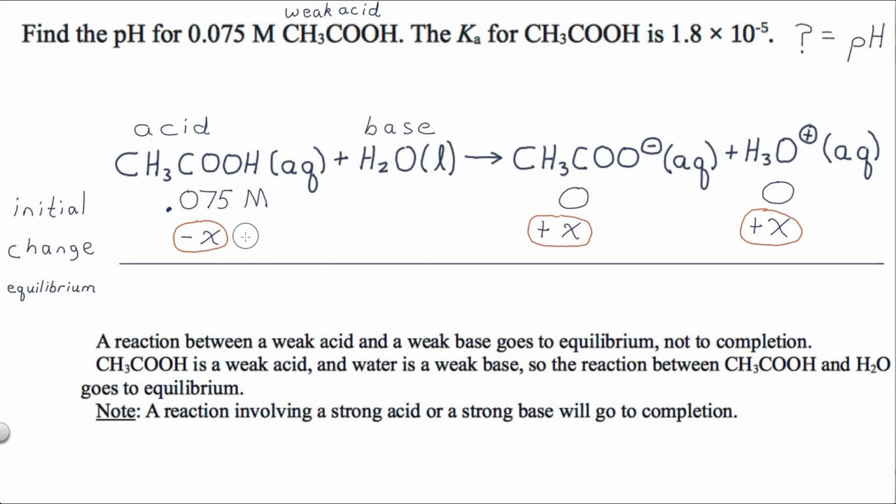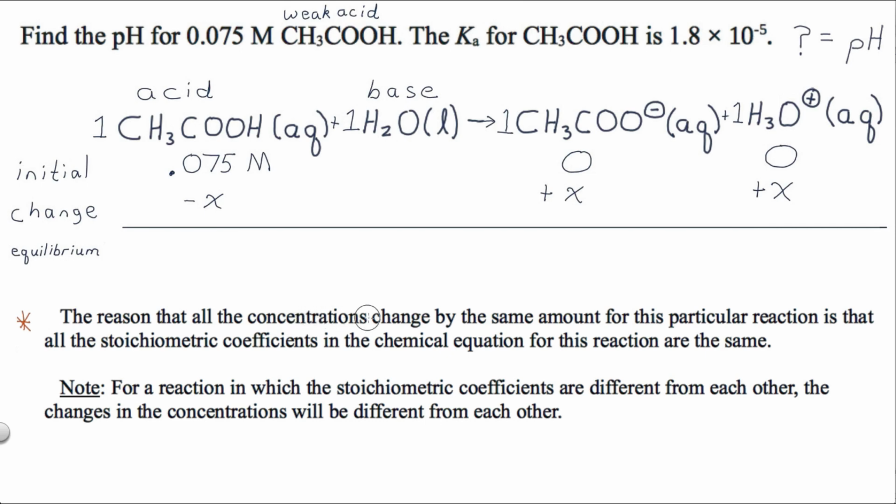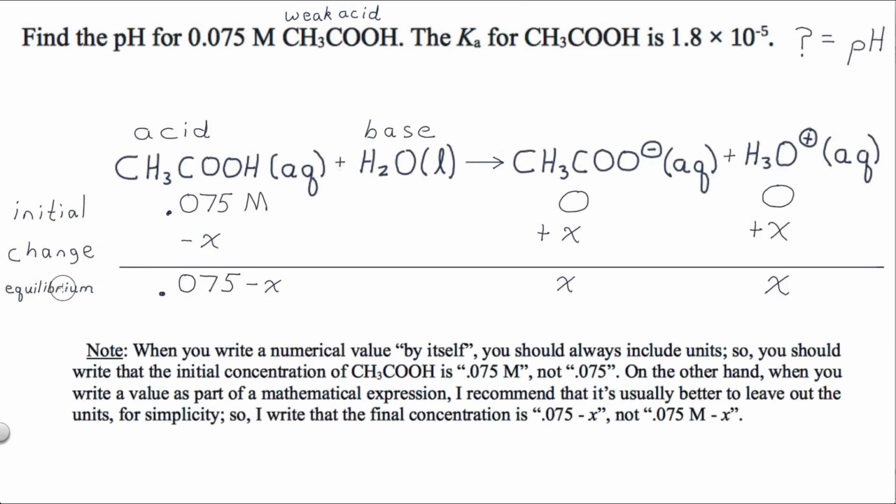If we use up X concentration of the starting material, we will produce X amount of each product. The reason that all the concentrations change by the same amount for this particular reaction is that all the stoichiometric coefficients in the chemical equation for this reaction are the same. The last row of the table is for the equilibrium concentrations. 0.075 minus X equals 0.075 minus X, and 0 plus X equals X.